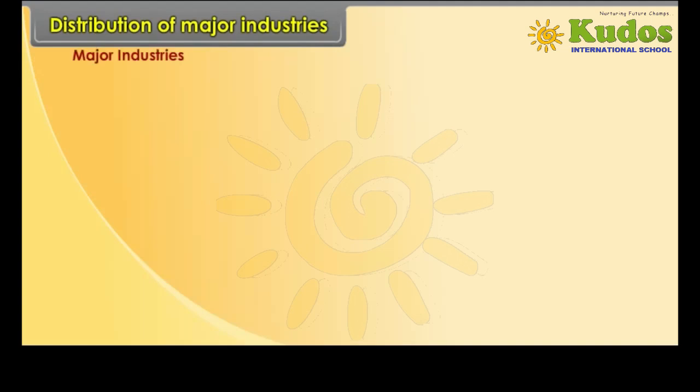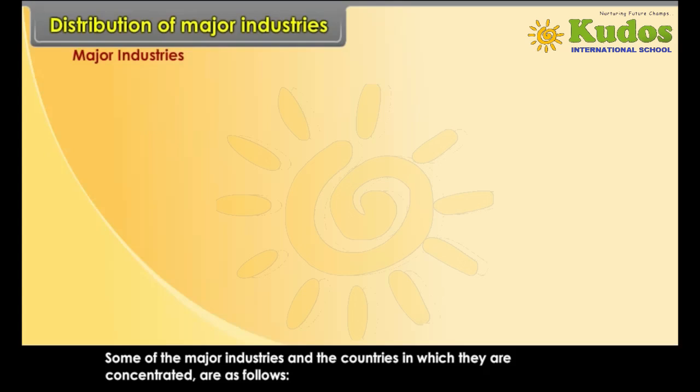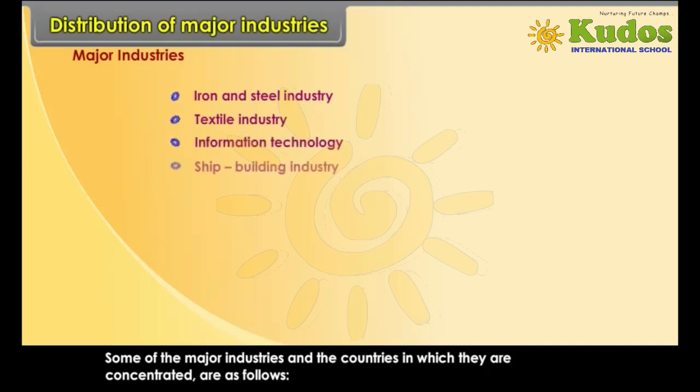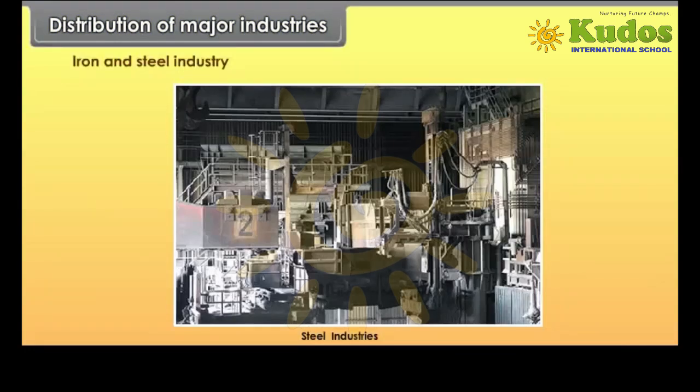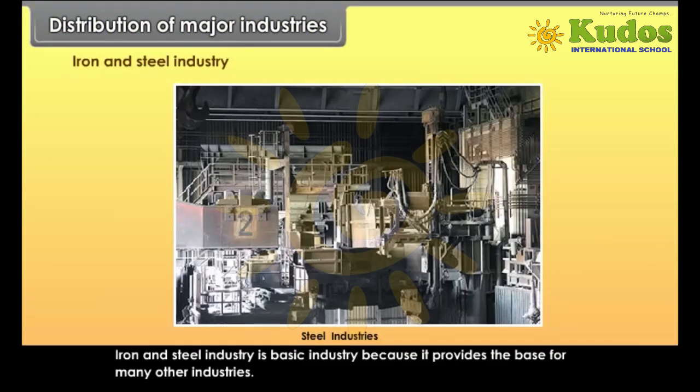Major industries. Some of the major industries and the countries in which they are concentrated are as follows. Iron and steel industry, textile industry, information technology, shipbuilding industry, automobile industry, aircraft industry, railway equipment industry. Iron and steel industry. Iron and steel industry is a basic industry because it provides the base for many other industries. The machines which are necessary for other industries are made out of iron and steel.